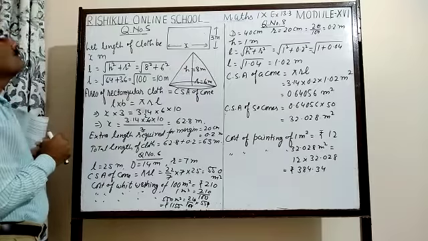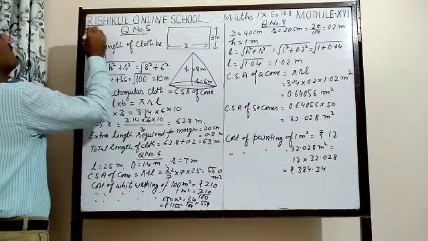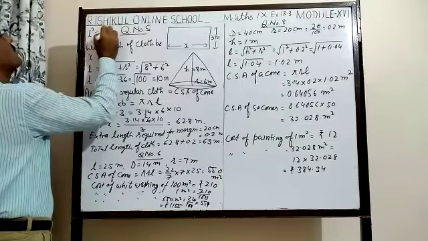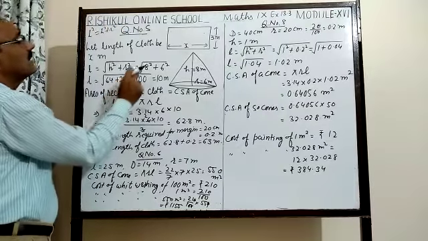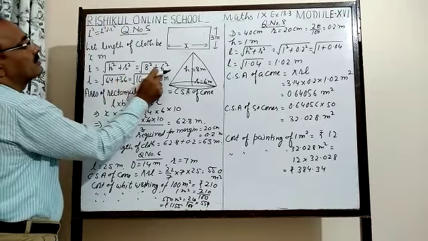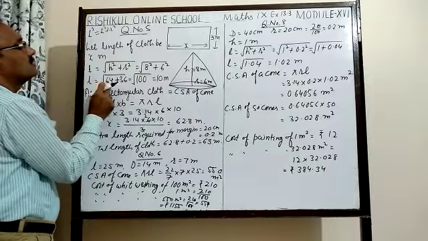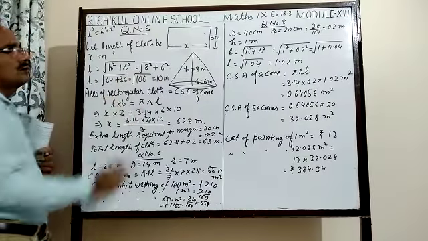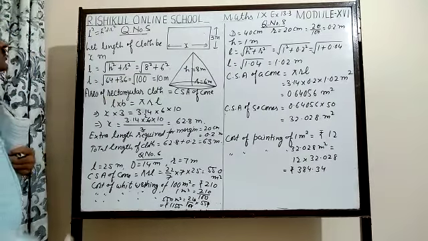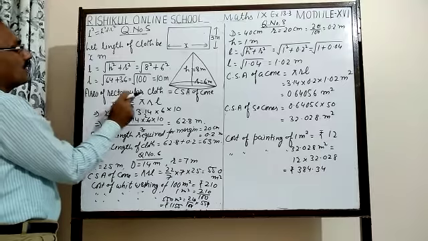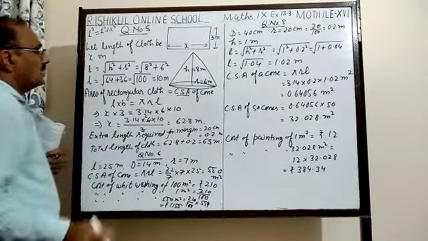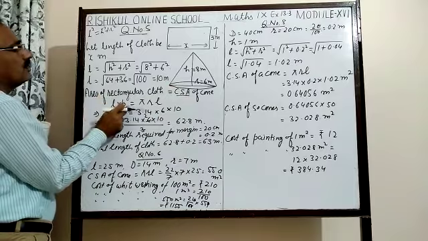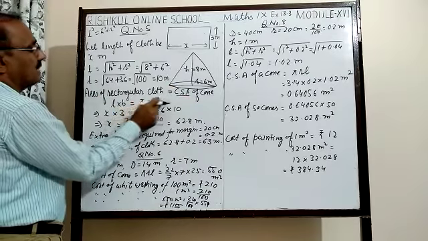So L square is equal to h square plus r square. L is equal to root of h square plus r square. H is 8, square 64, radius is 6, square 36. 64 plus 36 is 100, and root 100 is 10. So the area of the rectangular cloth is equal to the curved surface area of the cone. The area of a rectangle is length into breadth, and the curved surface area of the cone is pi r L.